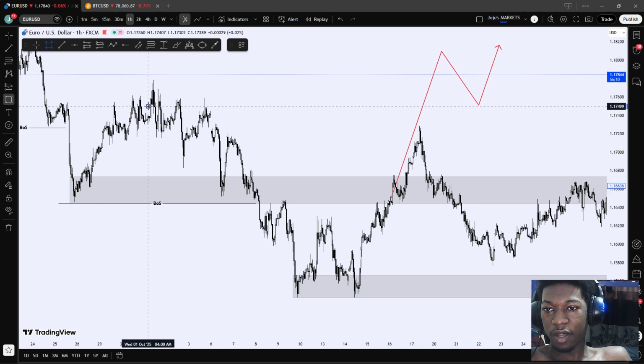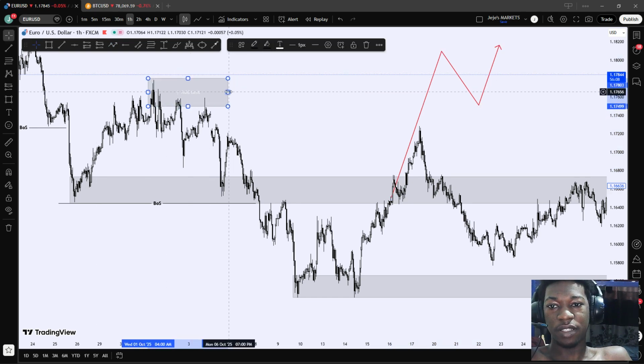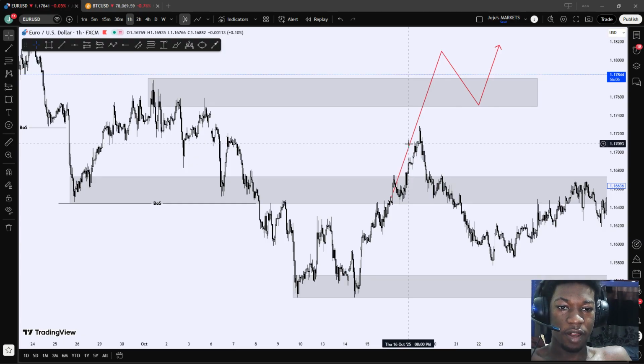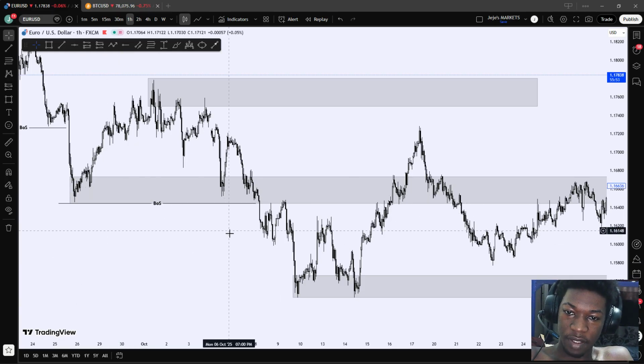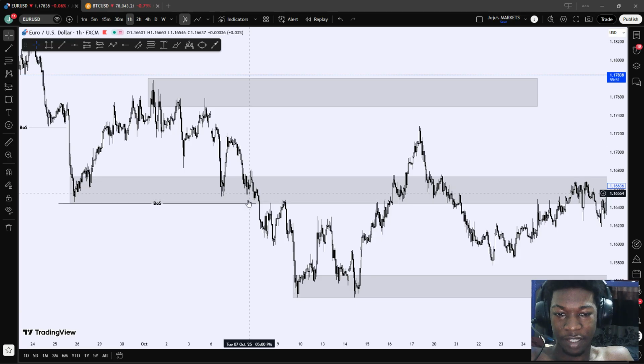So as long as it did not go past this level right here, we're still on a downtrend. So yeah, my target for selling would be at this level right here, because this level is where the market keeps on reversing. Here you can see it got respected, here it got respected, even here as well, there's some kind of reaction over there.